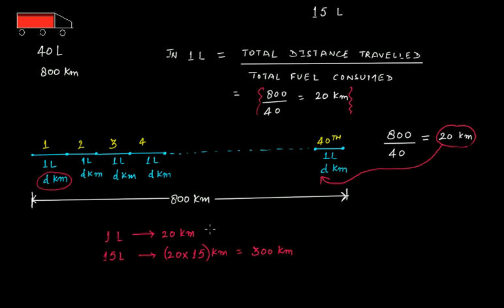So again, we have used unitary method, where we first find the distance traveled using 1 liter of any fuel. Then using that value, we can calculate for 15, for 100, or for any given amount. So this is the introduction to unitary method.